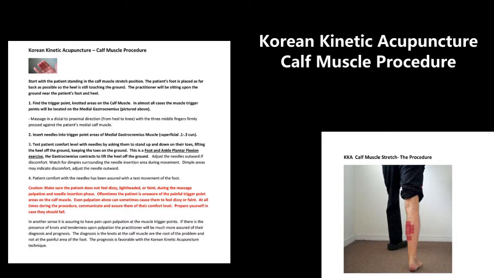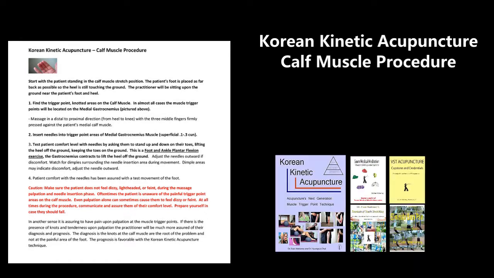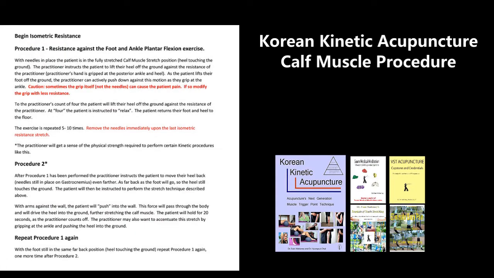Okay, so the needles are in place and the patient's foot is drawn back as far as possible with the needles in place and the heel touching the ground. Now we are ready to begin the isometric resistance stretch. We're going to do two procedures. The first one, procedure one, is resistance against the foot and ankle plantar flexion exercise. With the needles in place, the patient is in the fully stretched calf muscle stretch position, heel touching the ground.